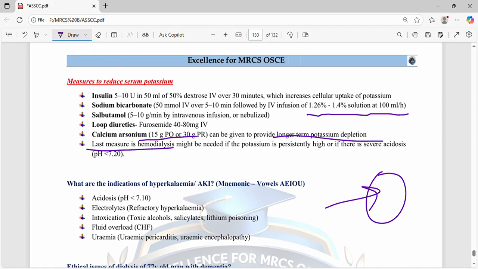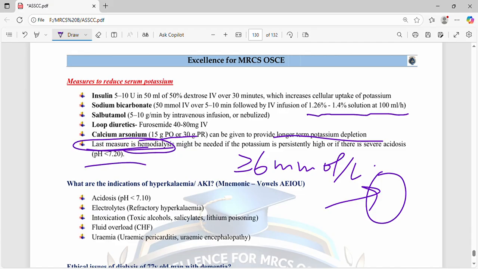The last measure is hemodialysis. So if potassium is equal to or greater than 6 millimole per liter, we go for hemodialysis. Or if there is severe acidosis, like pH less than 7.20, go for hemodialysis.